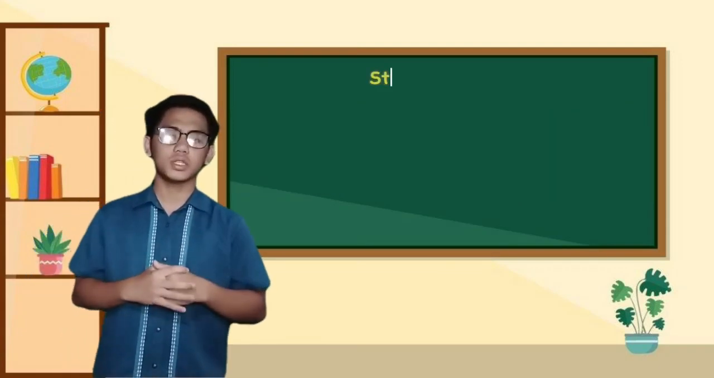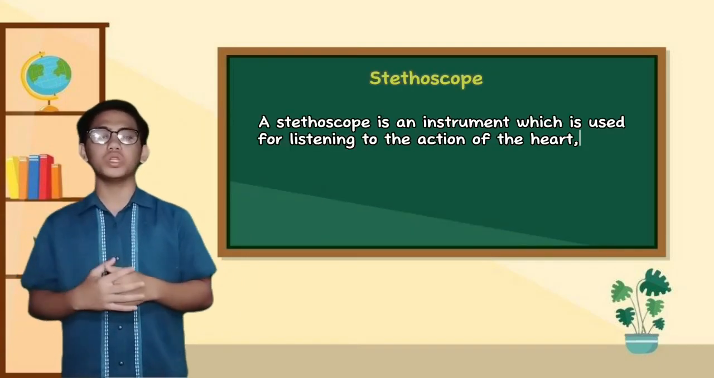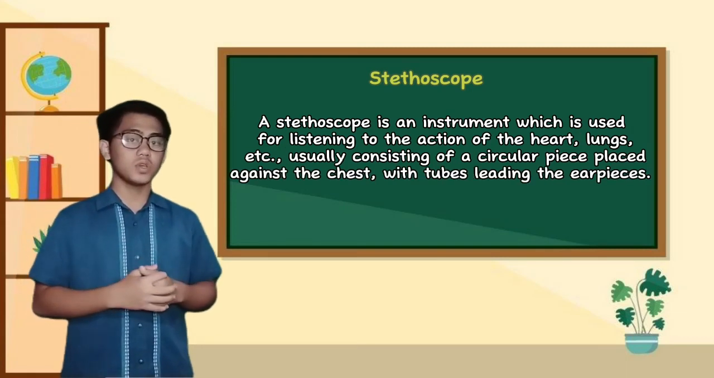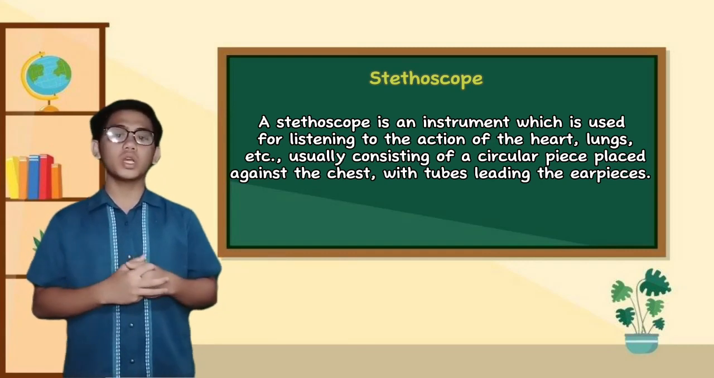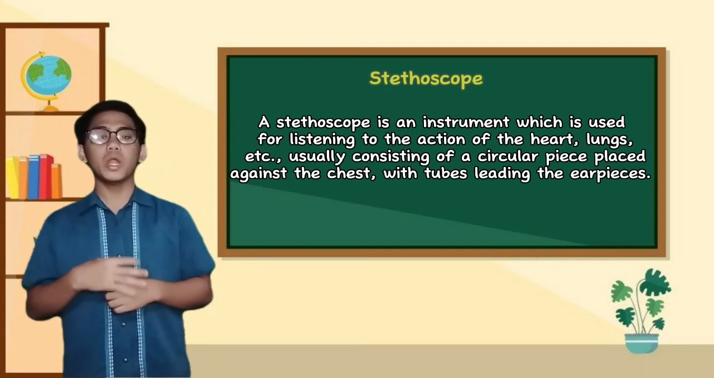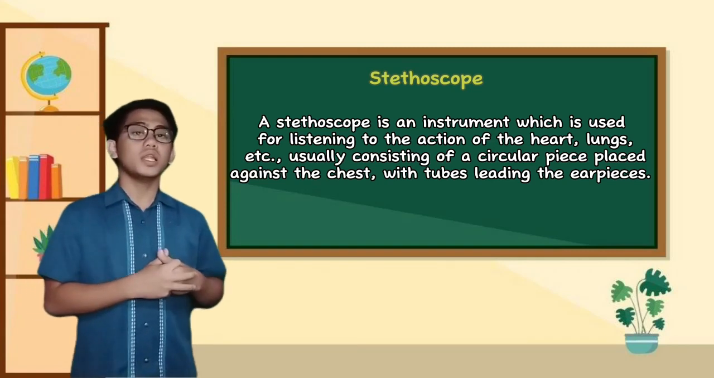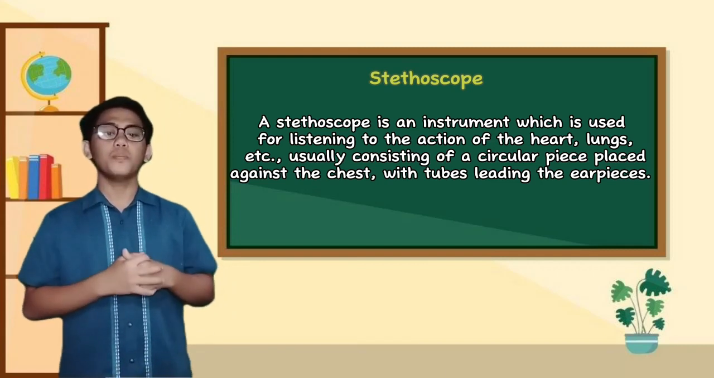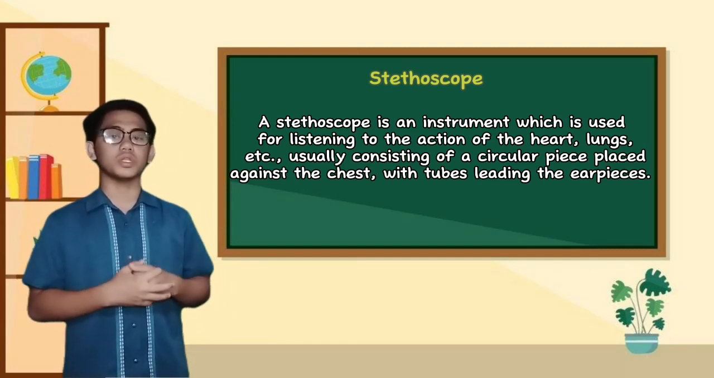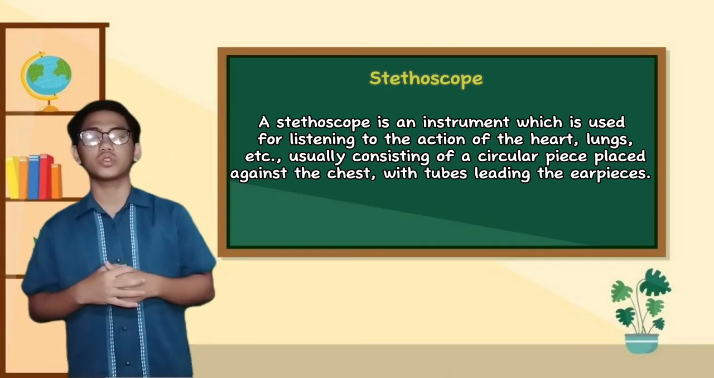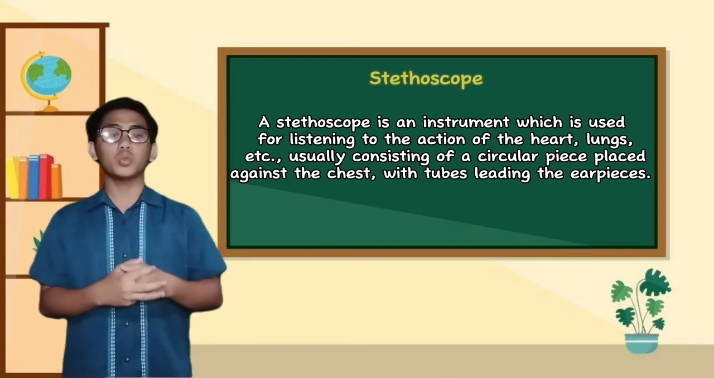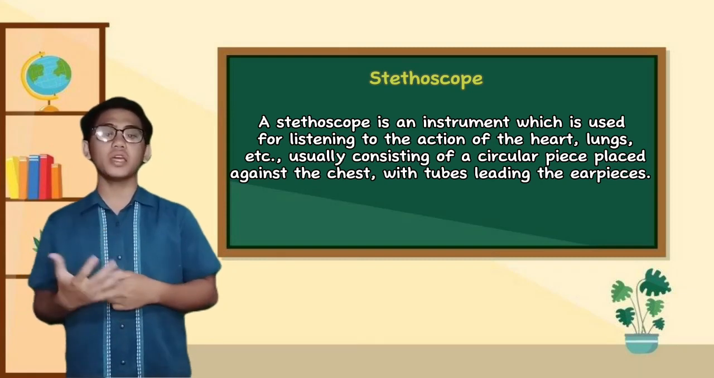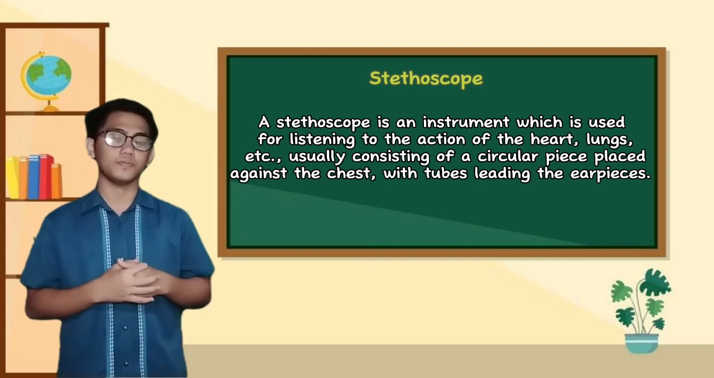So next we have the stethoscope. A stethoscope is an instrument which is used for listening to the action of the heart, lungs, etc. It usually consists of a circular piece placed against the chest with tubes leading to an earpiece. So overall, the stethoscope plays a critical role in caregiving services by enabling healthcare providers to gather essential information about patients' health status, identify potential issues, and make informed diagnostic and treatment decisions.